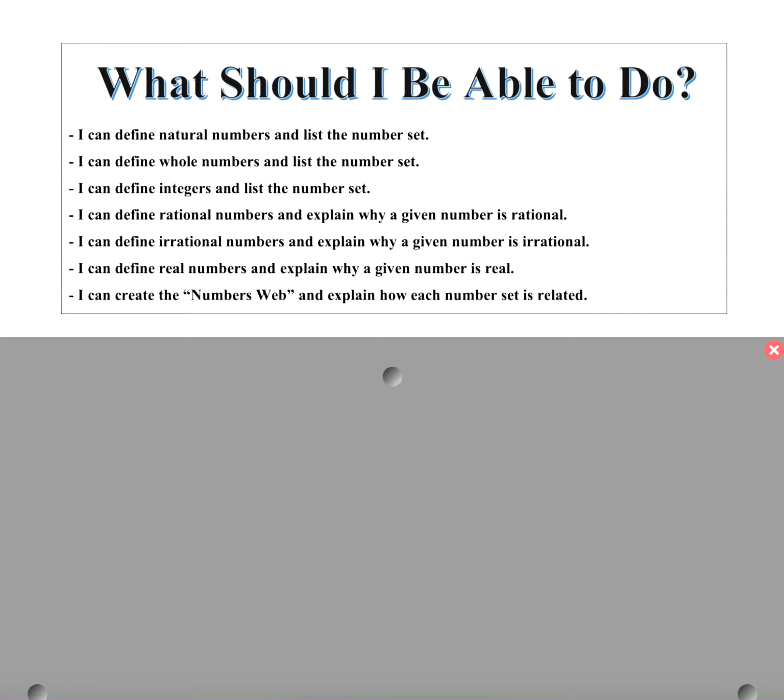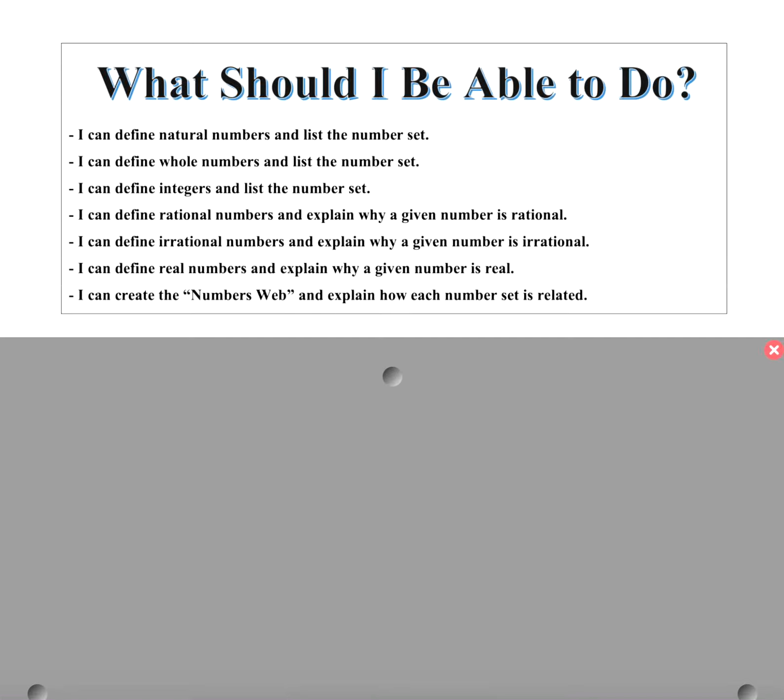What should I be able to do by the end of the day? We are going to be defining each number set and explaining why a number is in that number set. Also, I can create the numbers web and explain how each number set is related.